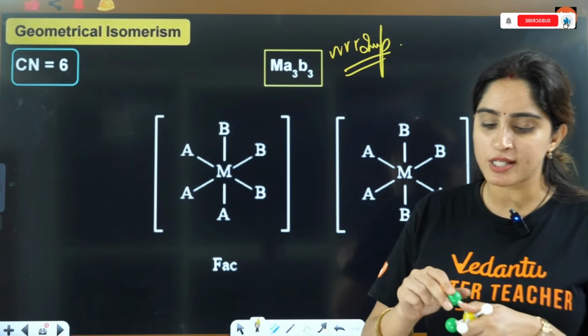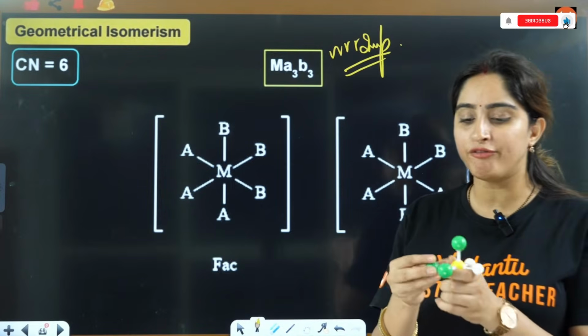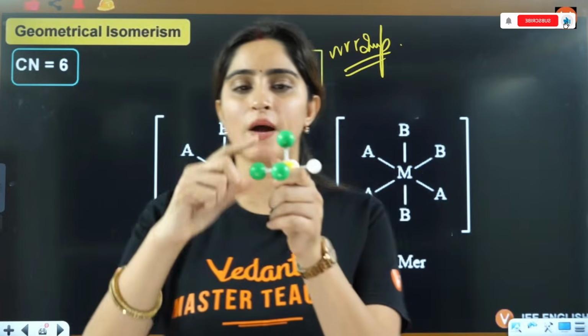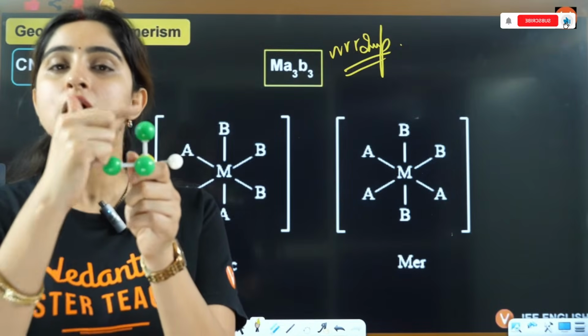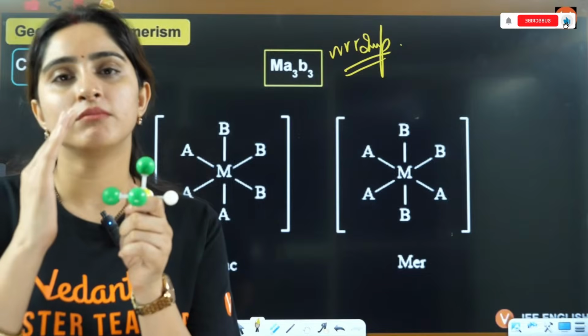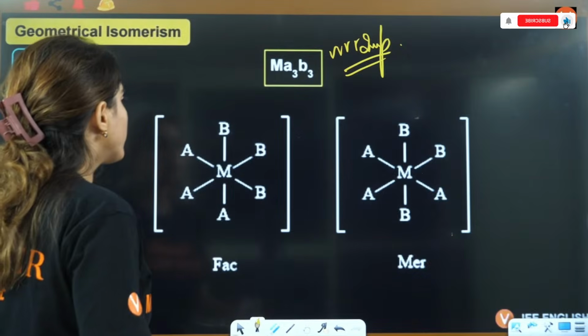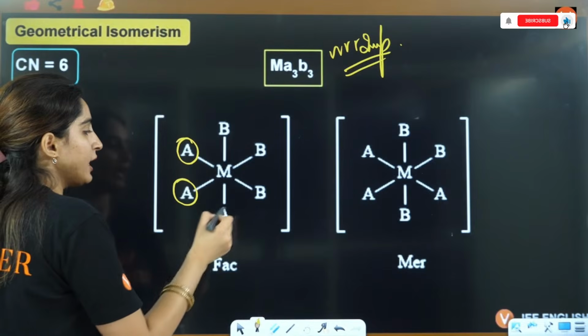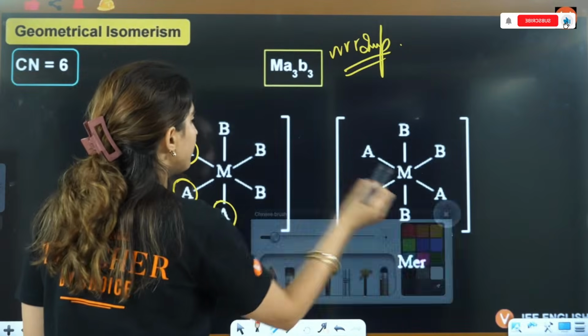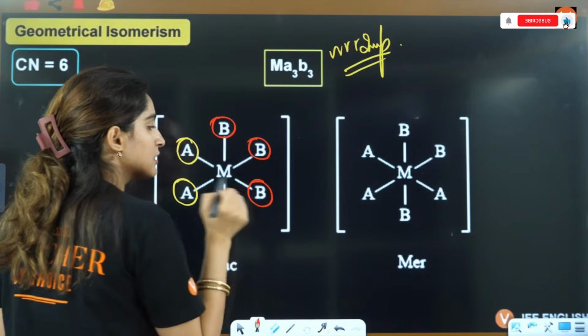Facial isomer is when, on one face of this octahedral, which is one triangular face of the octahedral, you have the same ligands, right? And how do you draw it in 2D? In 2D you draw it next to each other. A will be next to each other and B will be next to each other, right?